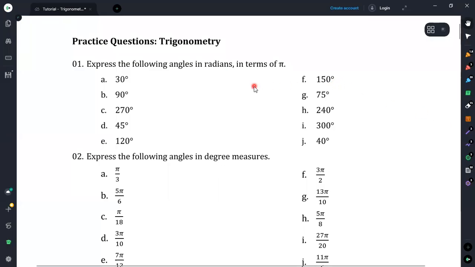In this session, we will discuss the practical questions from the content that we have discussed under trigonometry. As the first set of questions, I will take the conversion of degree measures into radian measures. From this first question, I will select a set of sub questions from the parts 1 to J, and I will discuss them now.